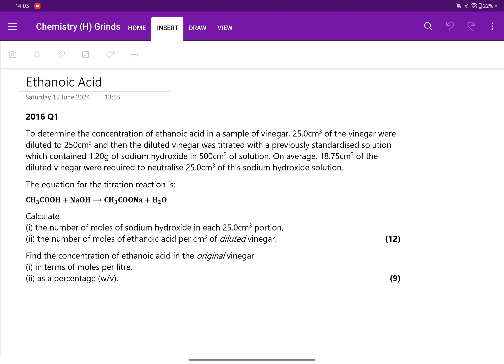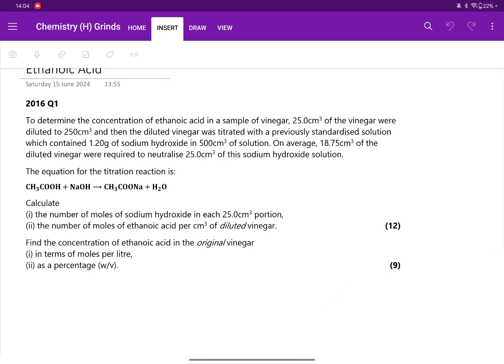So it says, to determine the concentration of ethanoic acid in a sample of vinegar, 25 centimeters cubed of the vinegar were diluted to 250 centimeters cubed, and then the diluted vinegar was titrated with a previously standardized solution which contained 1.20 grams of sodium hydroxide in 500 centimeters cubed. On average, 18.75 centimeters cubed of the diluted vinegar were required to neutralize 25 centimeters cubed of this sodium hydroxide solution, and the equation is given below. So, first of all, calculate, number 1, the number of moles of sodium hydroxide in each 25 centimeter cubed portion.